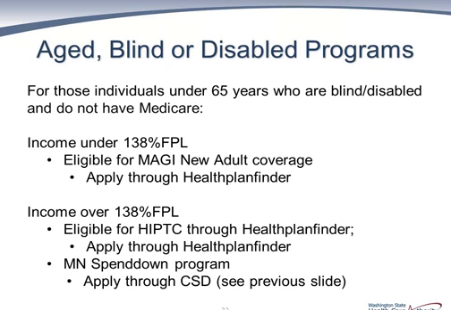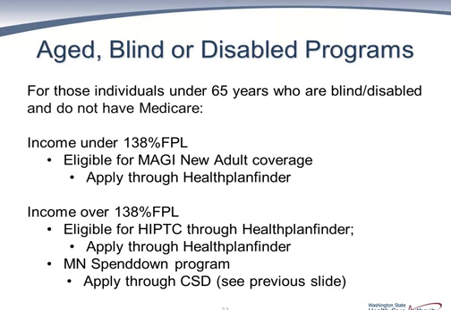The other group, those who are under 65, who are blind and disabled and don't have Medicare, this is where it starts to get a little bit more tricky because really we have to look at income there. So those who are under the 138% of the federal poverty level, even if they are receiving Social Security disability payments, but they're in their waiting period and Medicare hasn't started yet, then they're going to be eligible for that modified adjusted gross income, new adult coverage. And so we would still recommend that you direct folks that meet that criteria through the Health Plan Finder site.